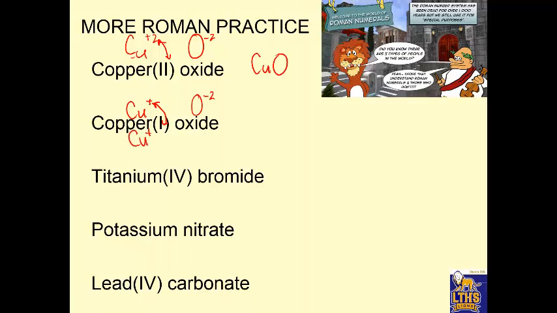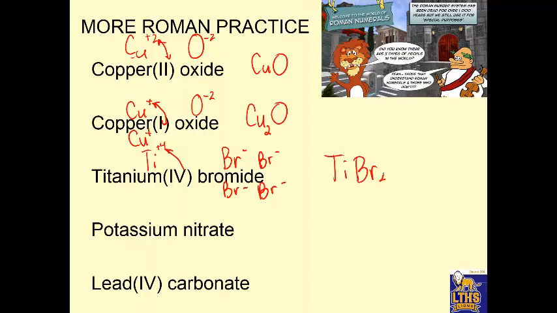Now I'm going to need some more copper. I'm going to need Cu2. Oh. Titanium, Ti. What does this 4 mean? It means +4. Bromide, Br. I know it's a -1 from the periodic table. So, whoa. Look at all those bromide, titanium, bromide.